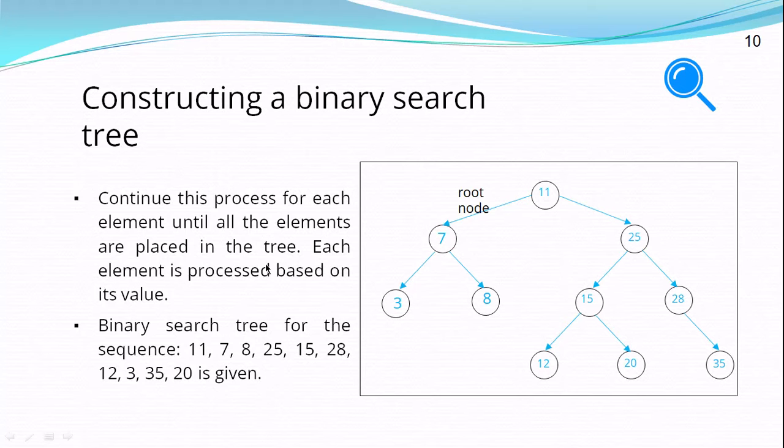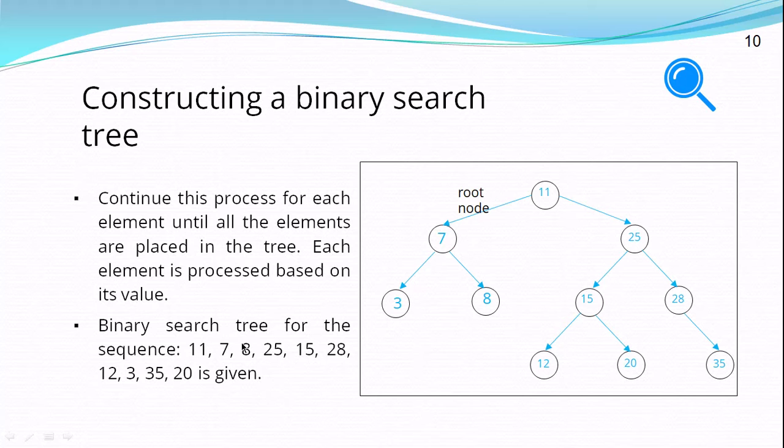So here we go. Given the sequence 11, 7, 8, 25, 15, 28, I'm going to start with the root node and I'm going to add 7. Well, I've got to perform the test. Is 7 less than, equal to, or greater than 11? Well, it's less than. So I'm going to create a child node and put 7 in that node.